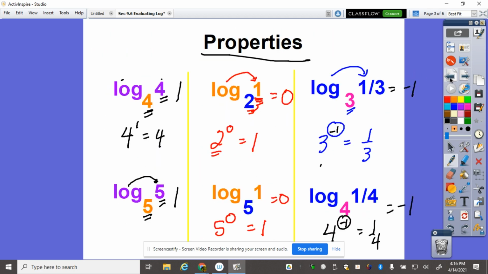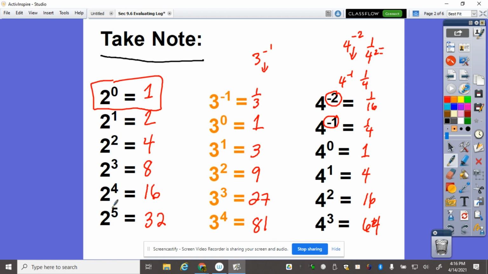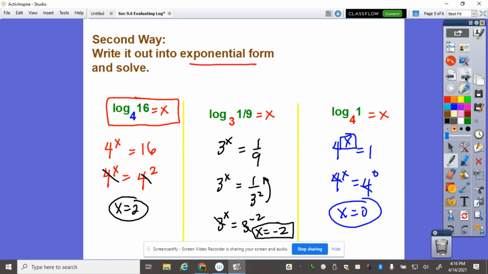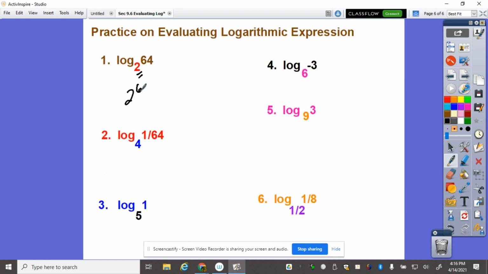If we look at the chart that we did a while ago, 2 to the 5th is 32. If we do 2 to the 6th there, it's 64. So the answer there is 6. So 2 to the 6 is going to be 64. So the answer here is 6. Or we can do the other way around. We can set it equal to x.